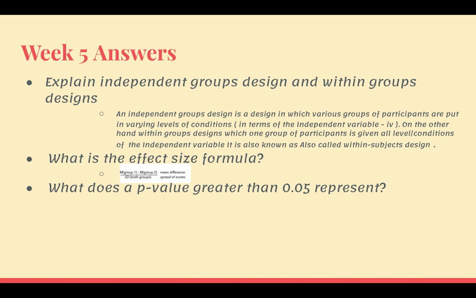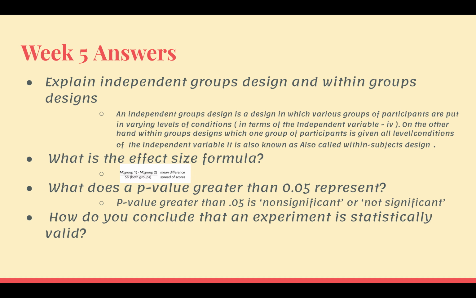What does a p-value greater than 0.05 represent? A p-value greater than 0.05 is not significant. And on the flip side, if the p-value is less than 0.05, then it's considered significant.